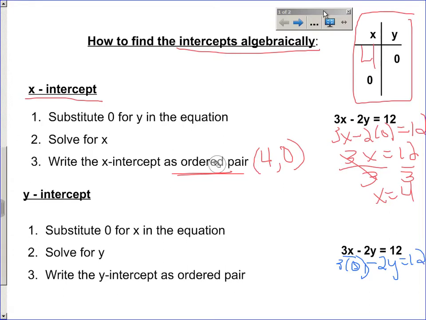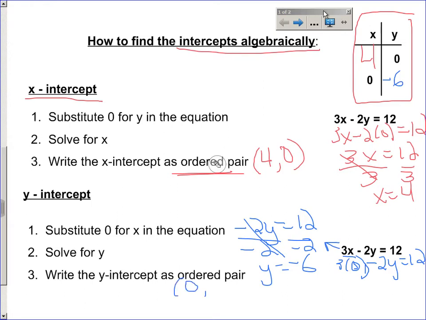I'm just going to bring it up over here to the left. I have negative 2y equals 12. Divide by negative 2, divide by negative 2, cancels. So y equals negative 6. I'm going to write it as an ordered pair. When x is 0, y is negative 6. So that's how I solve it algebraically.